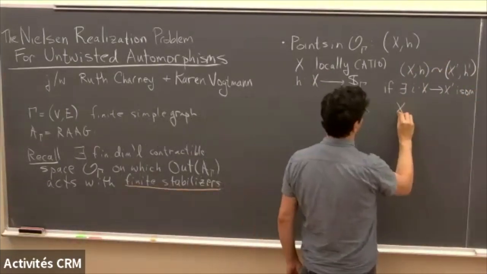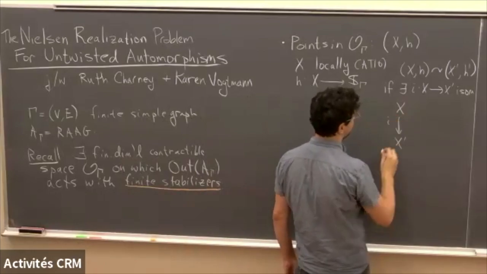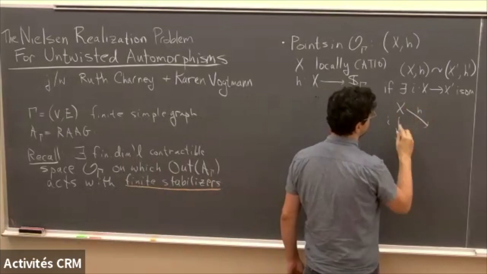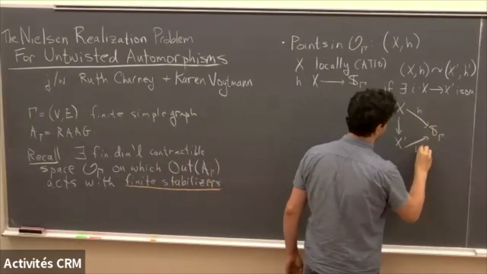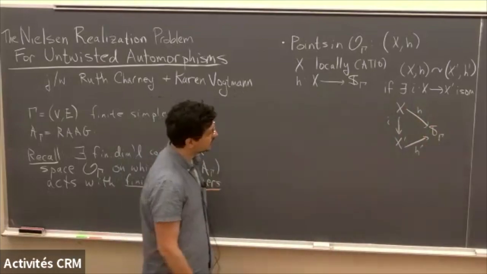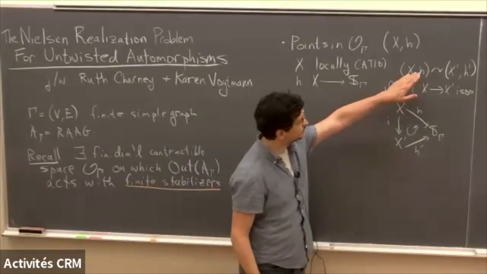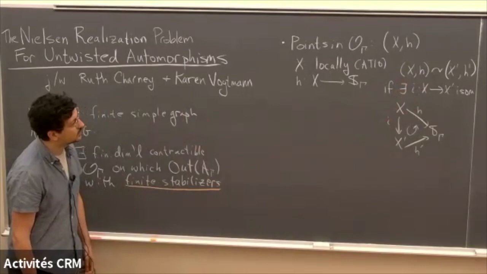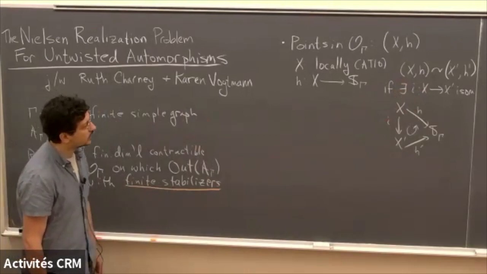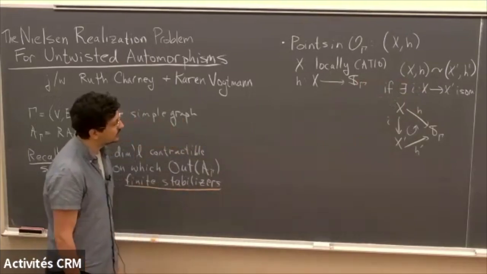So I have X here, I have X', and I've got my isometry between them. And then I can send X to the Salvetti. And I also have the marking that sends X' to the Salvetti. And if this diagram commutes up to homotopy, then we say they're the same point. Okay, this is a pretty standard construction. This is what you do in Teichmuller space, for example. But this is very important, especially for understanding stabilizers.